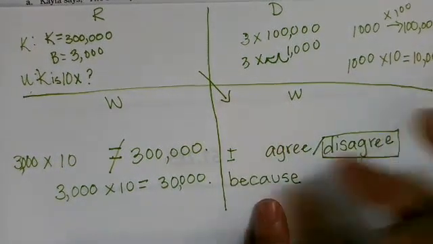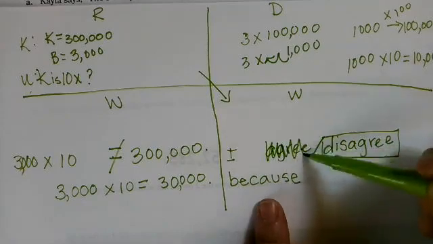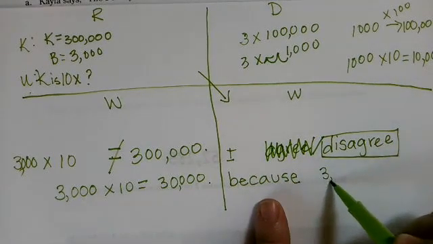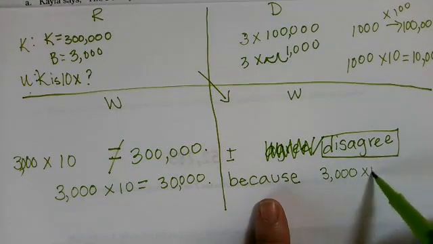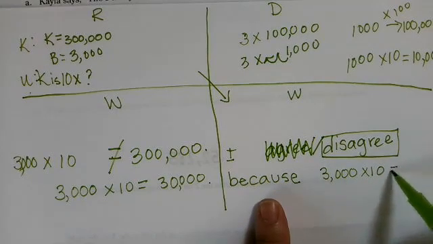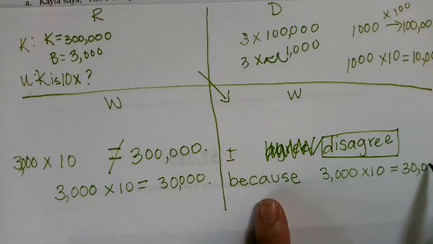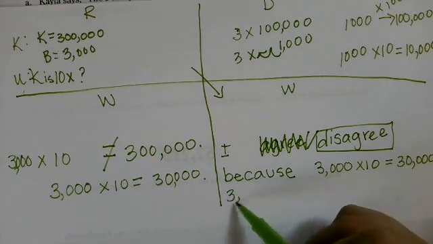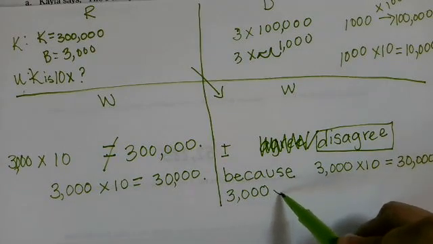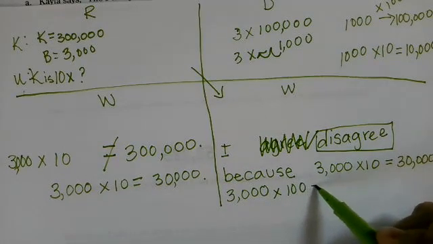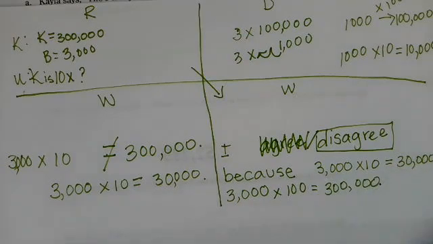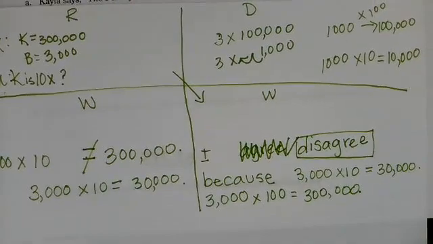I disagree because 3,000 times 10 equals 30,000. 3,000 times 100 equals 300,000. So I just answered almost completely in numbers.